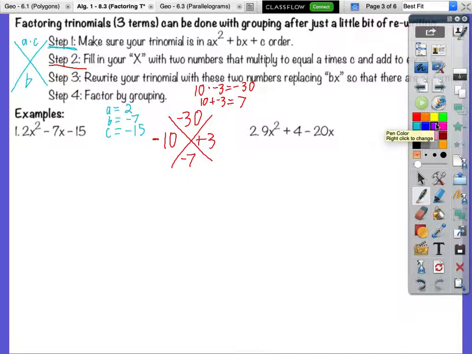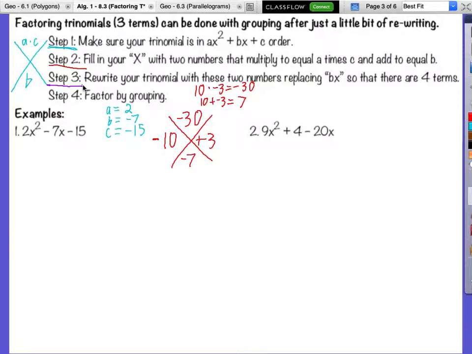So, then on to step 3 in purple here, we're going to rewrite our trinomial. And these two numbers we came up with, it's going to replace our middle, our bx. And it's going to create 4 terms. So what we do is we're going to write our first one like normal. 2x squared is still going to be 2x squared. Negative 7x now becomes negative 10x plus 3x.